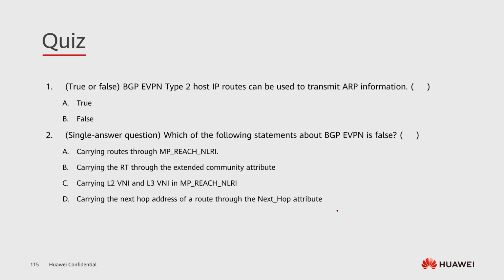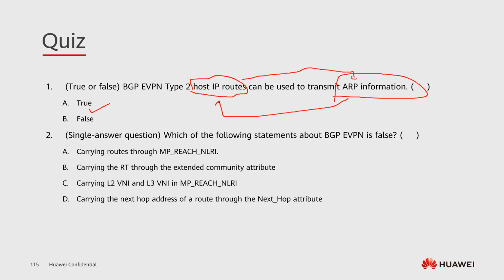Now let's look at the quiz. The first one is: the EVPN Type 2 host IP route can be used to transmit ARP information. We know that it is right, just because the host IP route will include all the information that is carried in the ARP information, all right. So you can see that ARP information is a part of the IP route.